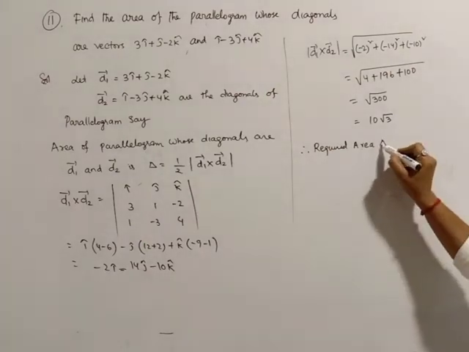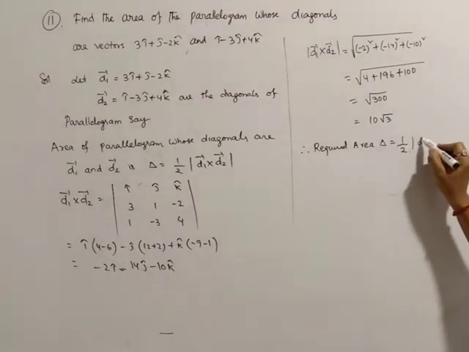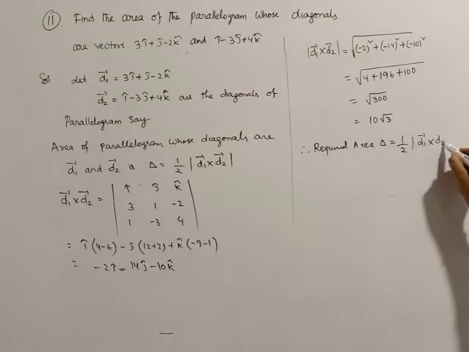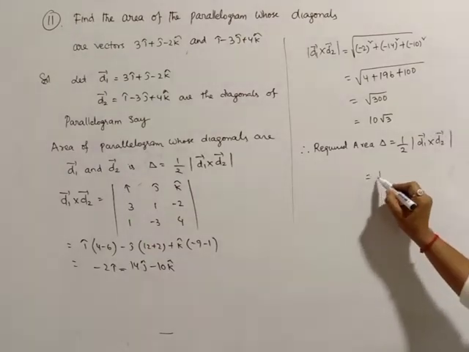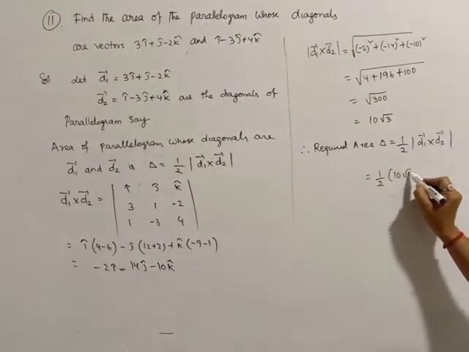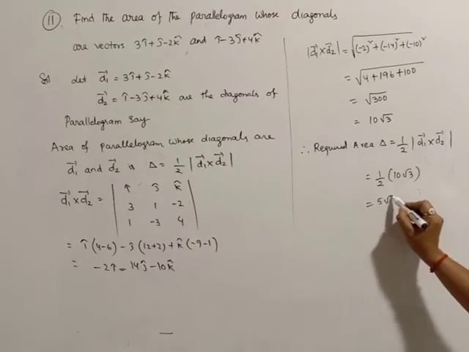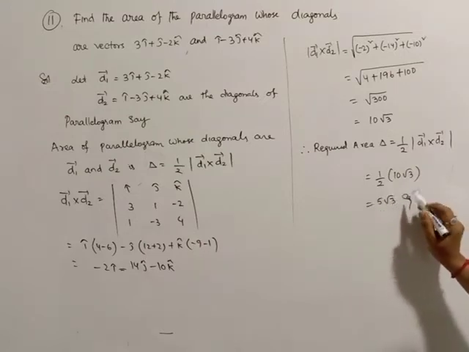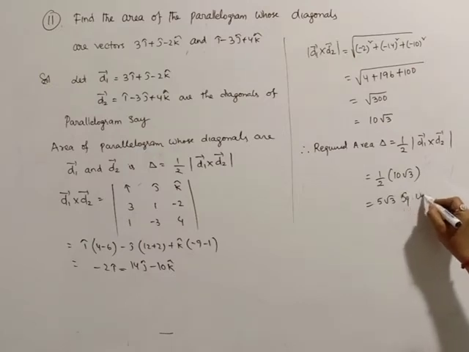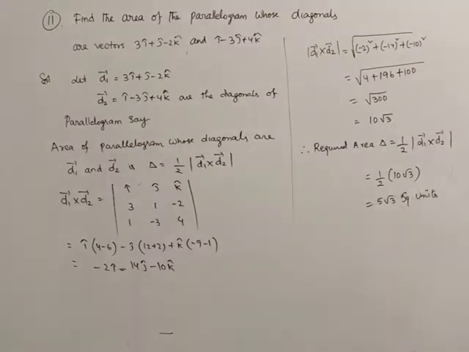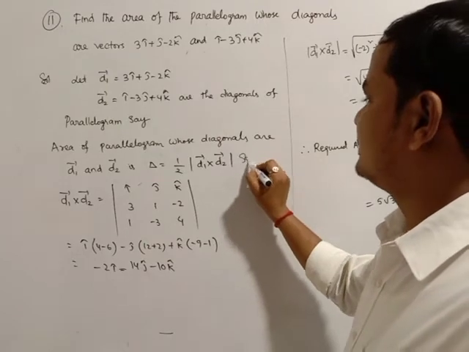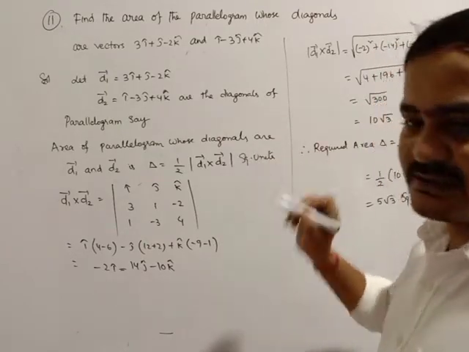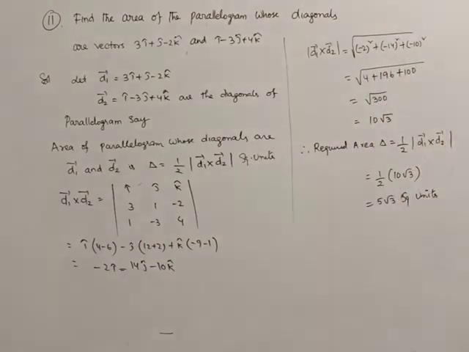So the required area delta is equal to half modulus of d1 bar cross d2 bar. That is half into 10 root 3, that is 5 root 3 square units. In the formula you also need to write square units. So this is the area of the parallelogram when the diagonals are given.